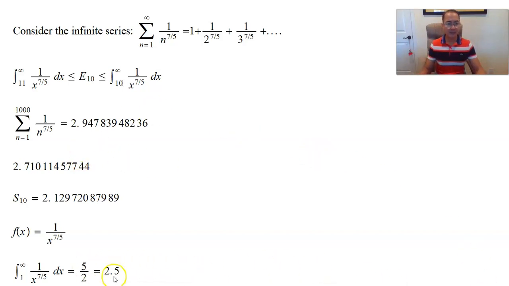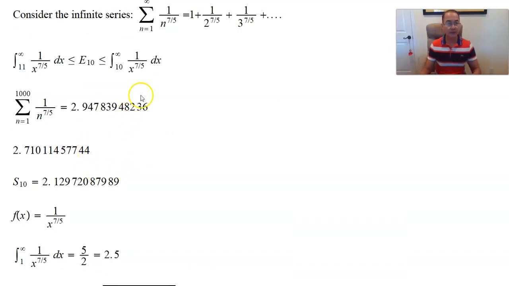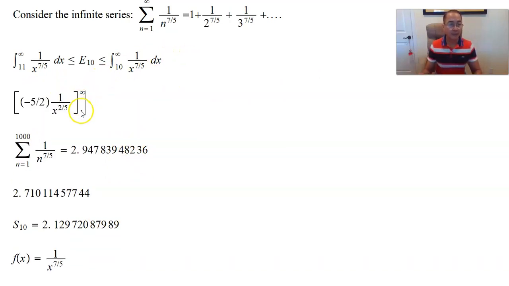So we have the same antiderivative, of course. We already know that it is this. Okay. So we're allowed to recycle that work. We already did it. So on the left, we want the integral from 11 to infinity. Okay, so again, at infinity, we're going to get 0, but at 11, we're going to get 0 minus negative 5 halves times 1 over 11 to the 2/5.